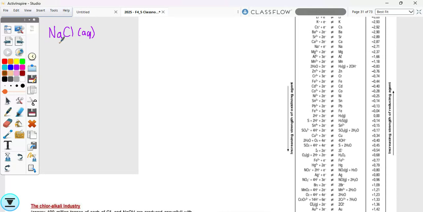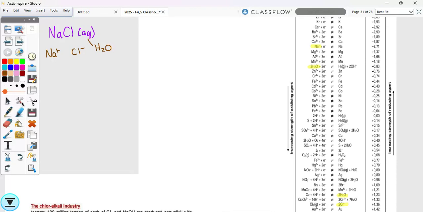We are looking for three things. The AQ always tells you that you're looking for water. What are the other two things I'm going to look for? Absolutely, Na plus and Cl minus. So let's go find them. Na plus is right there. Water is there. Then the other water is there. And Cl minus is there.